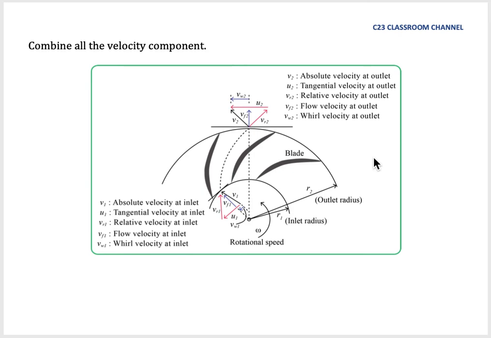So then, I hope you could combine both velocities that we have. We have the actual velocities V1 and V2. We have the component velocities of VR2 and U2. And also we have the velocities of VF2 and VW2 at this outlet. And at the inlet we have U1 and VR1, and we also have VW1 and VF1.